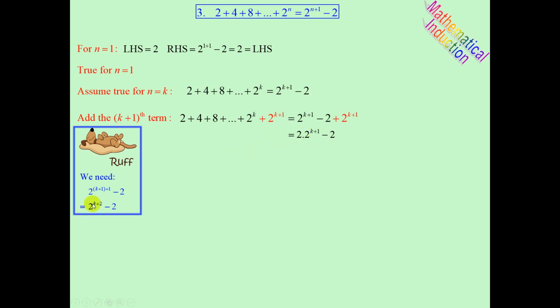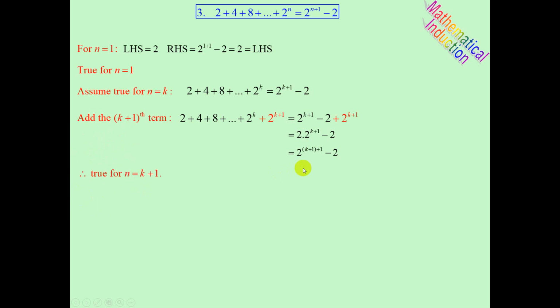Now, we're not quite there yet because this is just 2 to the k plus 1, and this is 2 times. So this is 2 to the 1, so I'm going to add it to the exponent there. Now, if you have a look there, we now have what we need. And we write there, true for n equal to k plus 1, and then our final statement.